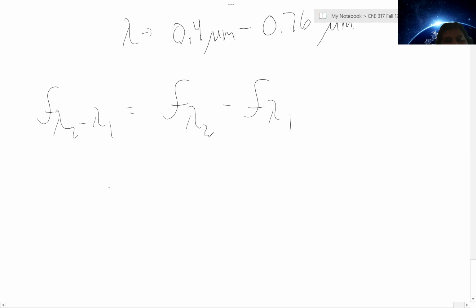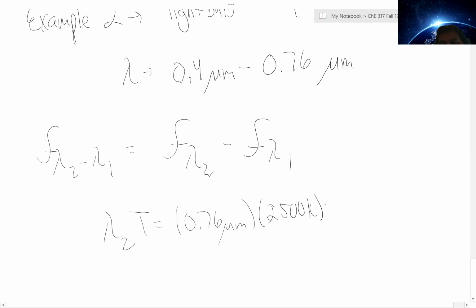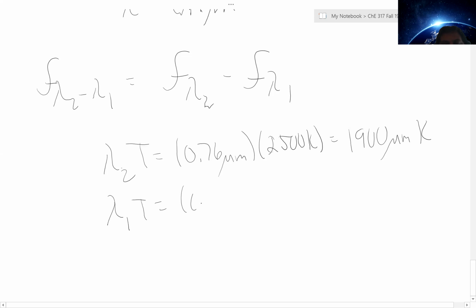And so lambda 2 T is simply 0.76 microns times 2500 Kelvin, which is approximately 1900 micron Kelvin. Lambda 1 T is 0.4 microns times 2500 Kelvin, which is about 1000 micron Kelvin.